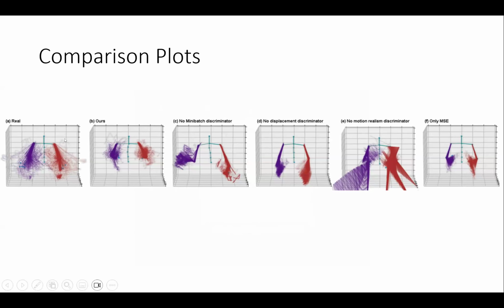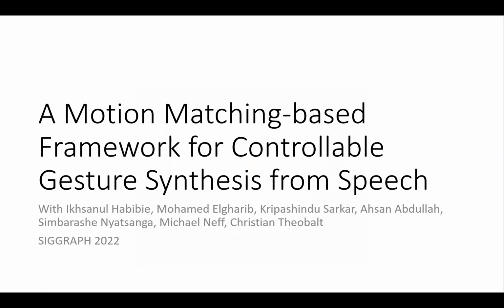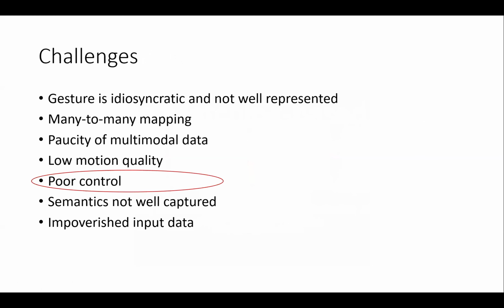But if you look at our plots of the output, we were able to produce something that was similar, although still a long way from matching the real output, but very different if we leave out these other discriminators. Okay, so that was sort of our first foray into trying to use deep learning in this space. The second approach that I'm going to talk about is work we had at SIGGRAPH a couple of years ago, and it's really addressing this issue of control and how you can put better control into these systems.